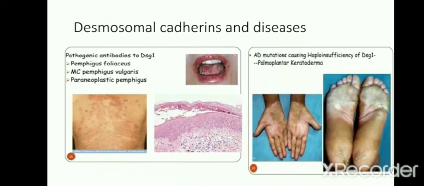And these are the desmosomal cadherin diseases. Haploinsufficiency of DSG1 leads to palmoplantar keratoderma. Other diseases include pemphigus foliaceus, pemphigus vulgaris and paraneoplastic pemphigus. These are the desmosomal deficiency diseases.